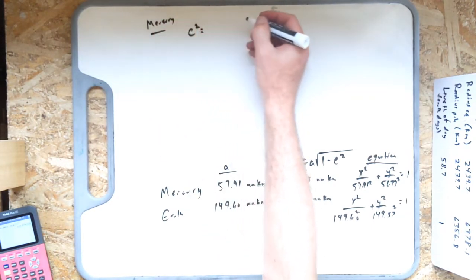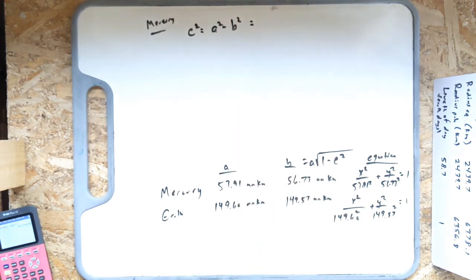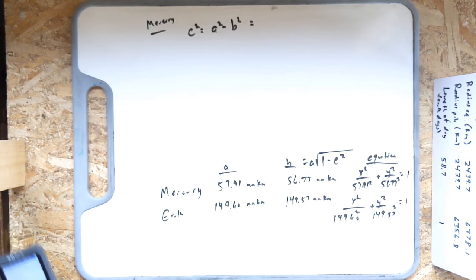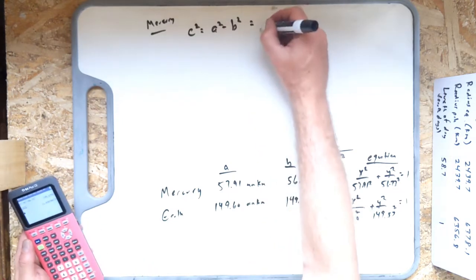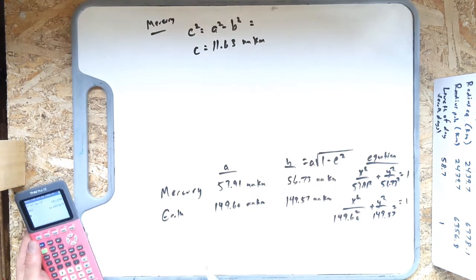So c squared for an ellipse is simply a squared minus b squared. So we can find c. I'm now doing problem 2, by the way. So a squared is 57.91 squared minus 56.73 squared, and then take the square root of that to get c. C is 11.63 million kilometers.